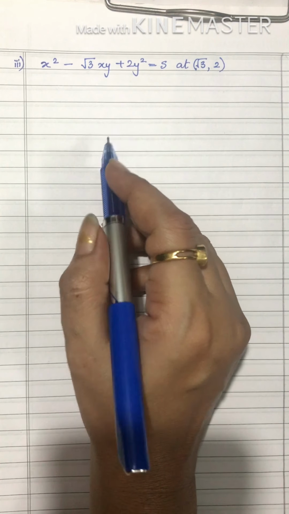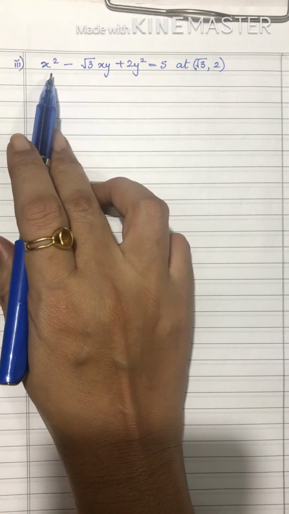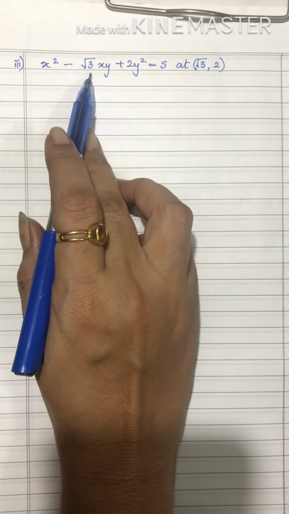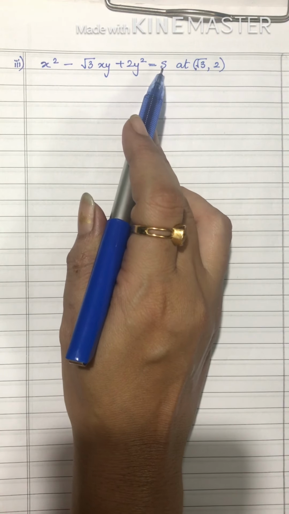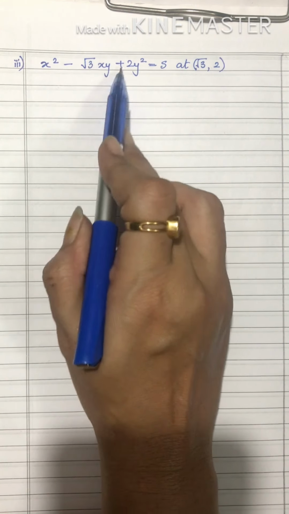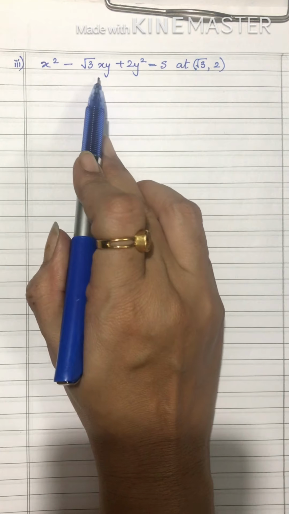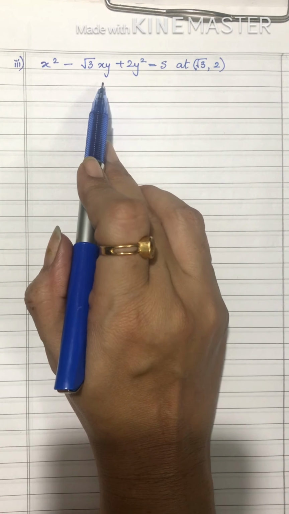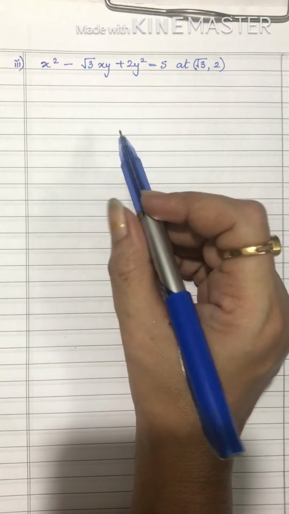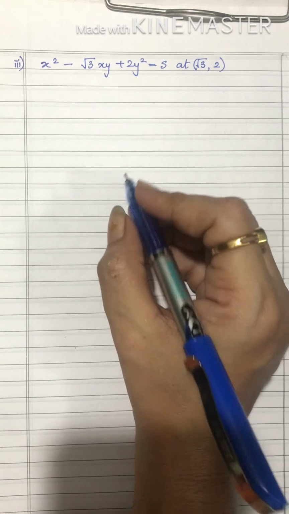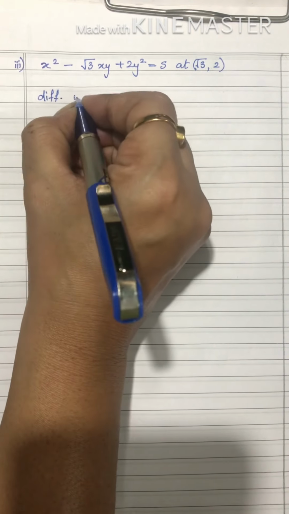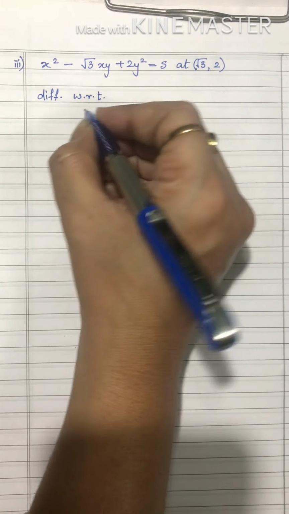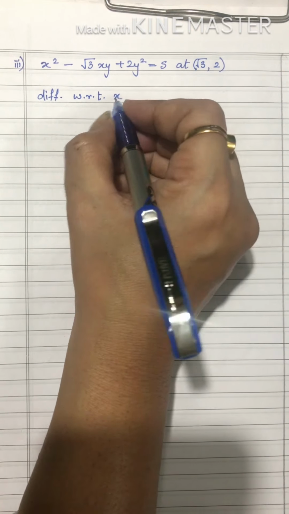Okay, now the second question which I have taken, function given to us is x square minus root 3 xy plus 2y square is equal to 5. Now I hope you have understood this. What type of equation is this? This is an implicit function given. We have already done this in our differentiation lesson. Now let's start with finding differentiation of the given function. So I write differentiating with respect to x.